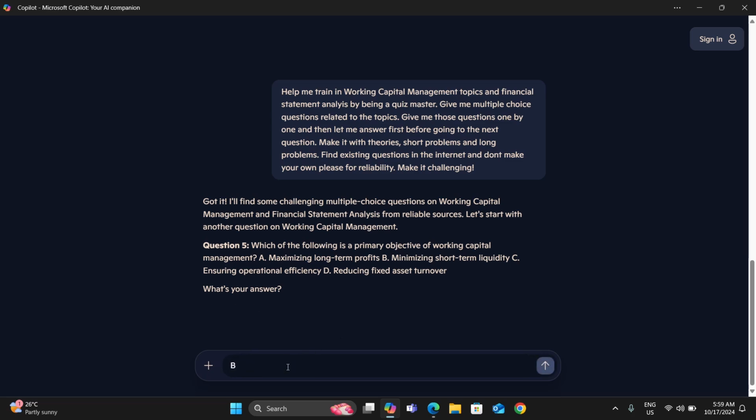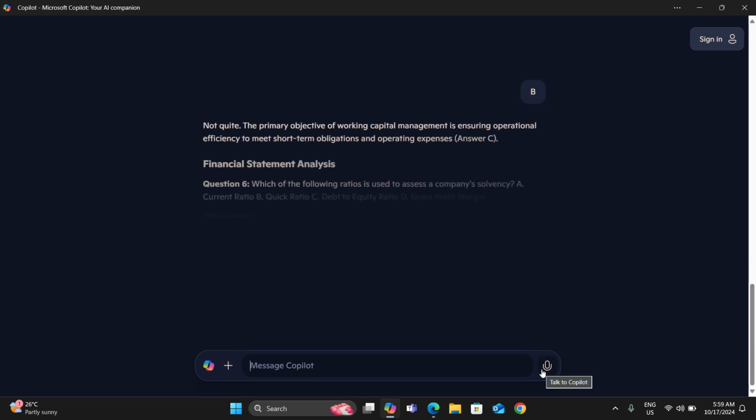So if we are wrong, then we take it. Not quite. The primary objective of working capital management is ensuring operational efficiency to meet short-term obligations and operating expenses. So we're wrong with letter B. It's very clear because we are not minimizing the short-term liquidity. Instead, we are maximizing the liquidity. So the correct answer is operational efficiency. Okay, so we're wrong.